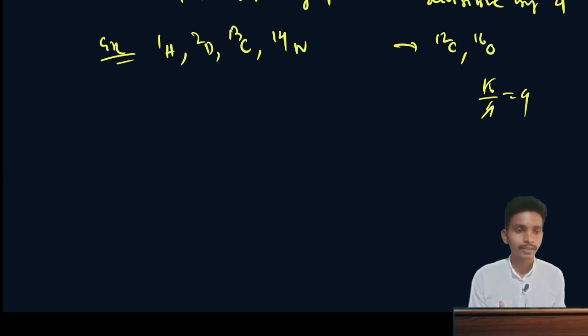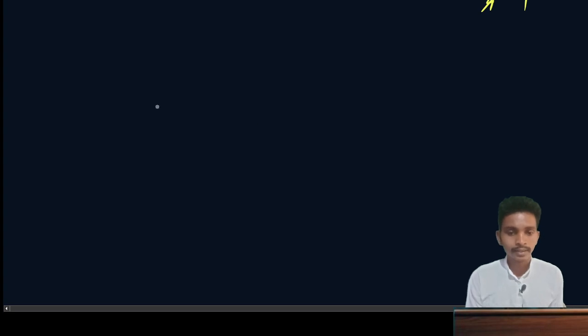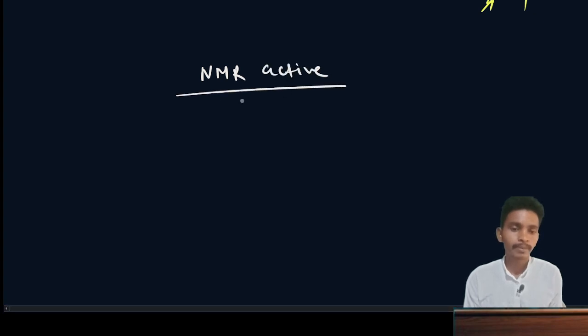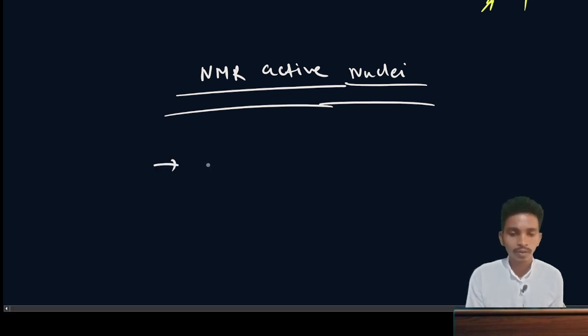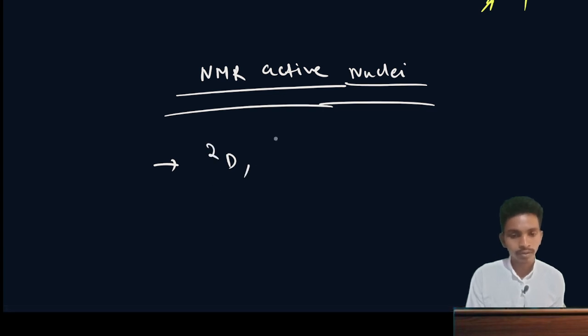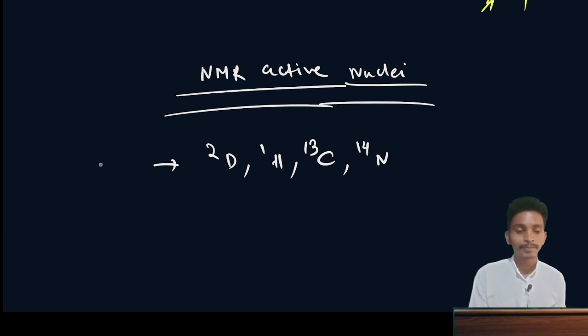Now moving to the next point: let's say the molecule has NMR active nuclei. NMR active nuclei are those not divisible by 4. Deuterium is not divisible by 4, and 1H, this is also H1, not divisible by 4. Carbon 13 is also not divisible by 4, and nitrogen is also not divisible by 4. So in that case we can study the NMR.